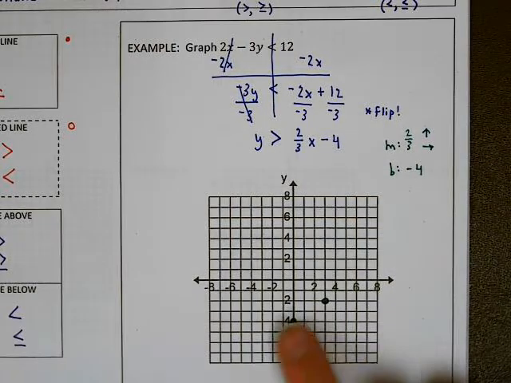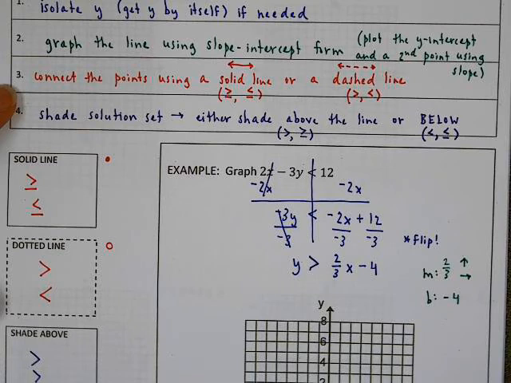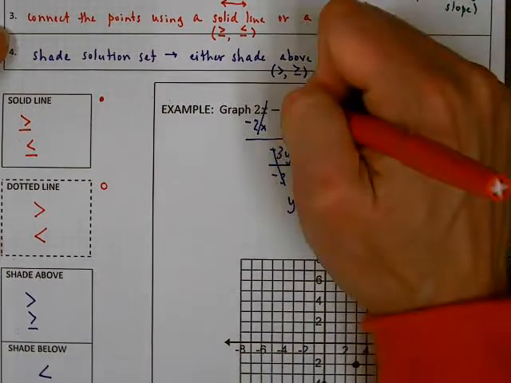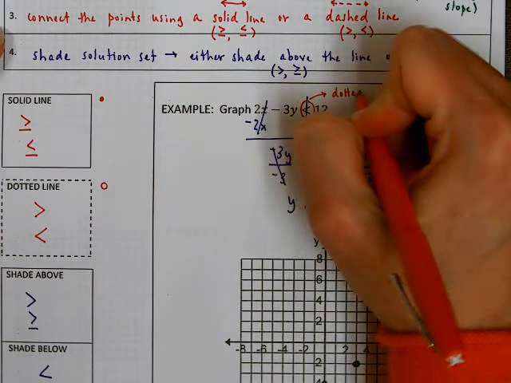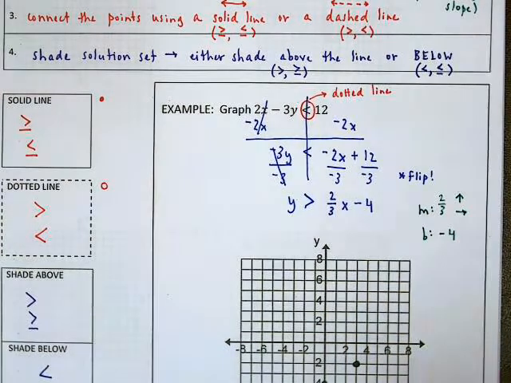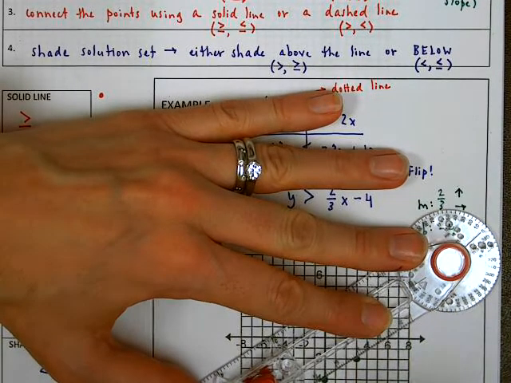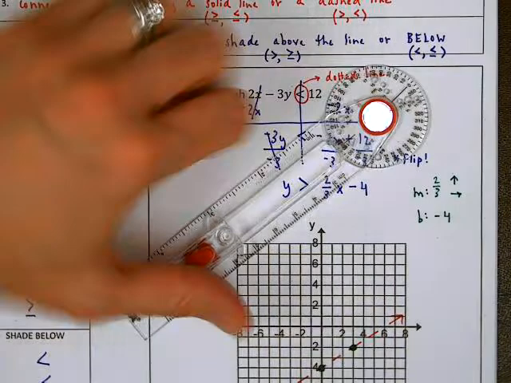All right, so that's step 2. I've got my 2 points. Now, step 3 told me to connect the points using either a solid line or a dashed line or a dotted line. In our case, since our symbol is strictly less than, that means I'm going to use a dotted line. So when I connect my 2 points with my straight edge here, I'm not going to draw a solid line, but I'm going to leave spaces. So I'm making a dotted line. And I still put my arrows on either side.